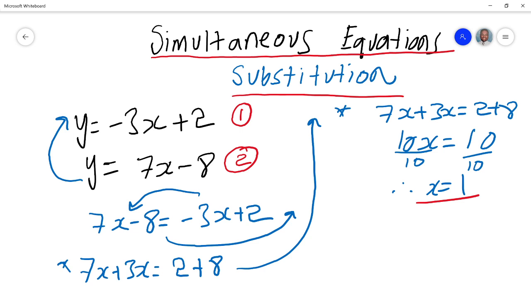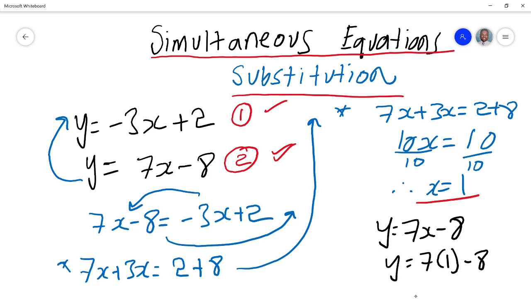All right. So what do we do here? We're going to put the value of x either in the first one or in the second one. All right. So let's put it in the second one. I'm just going to put a double tick just to show you what I'm going to substitute it in. So that's going to be y is equal to 7x minus 8. So y is equal to 7 minus 8, and therefore y is equal to negative 1. And that's my answer. So we've got the value of x as 1, and the value of y as negative 1.